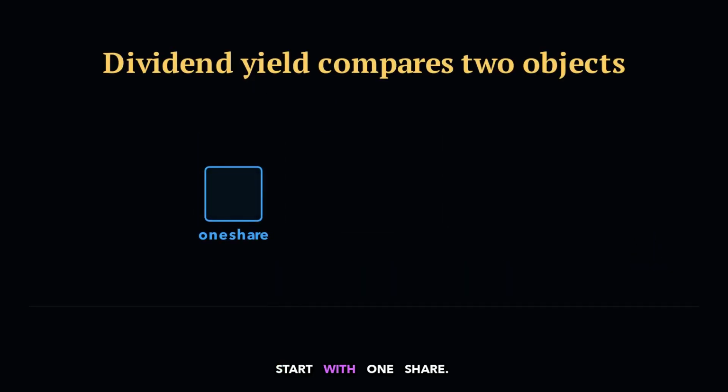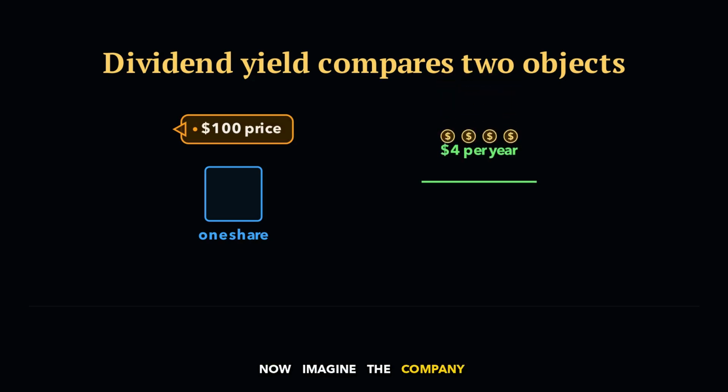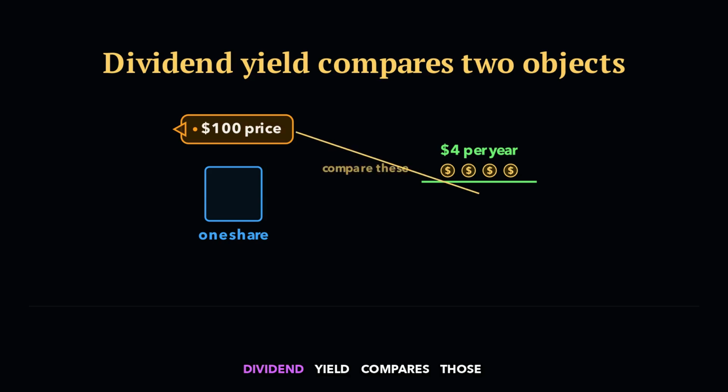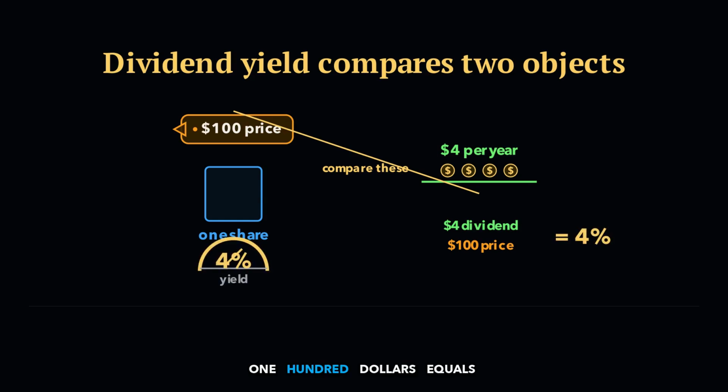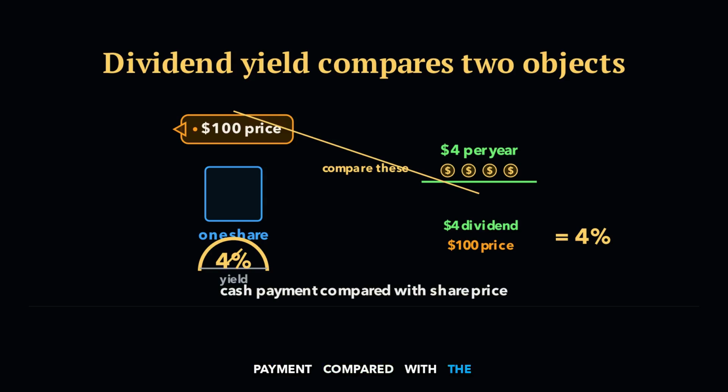Start with one share. The market gives that share a price tag. In this simple example, the share costs $100. Now imagine the company pays $4 of cash dividends over a year. Dividend yield compares those two things. Annual dividend per share on top, share price on the bottom. $4 divided by $100 equals 4%. That is dividend yield. It is the cash payment compared with the price you would pay for the share.